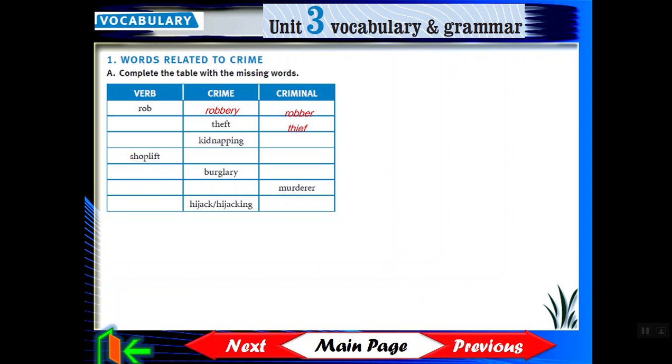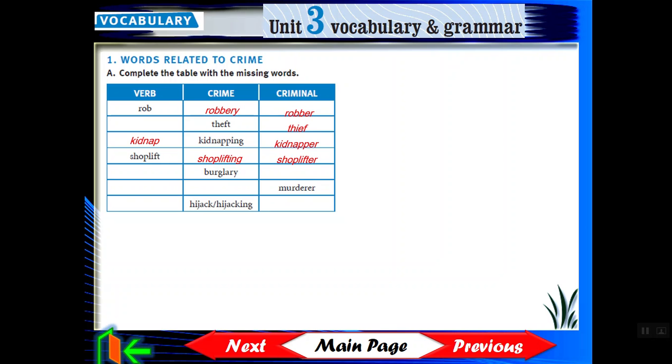The second word, if you look at the crime, kidnapping. The verb for kidnapping, kidnap. And the criminal, kidnapper. For the next word, shoplift, which is ينشل. Kidnap means يخطف. Okay, shoplift, ينشل. From its name, shop. Usually, shoplifting happens in shops, in malls, in places crowded by people. And for the criminal, shoplifter.